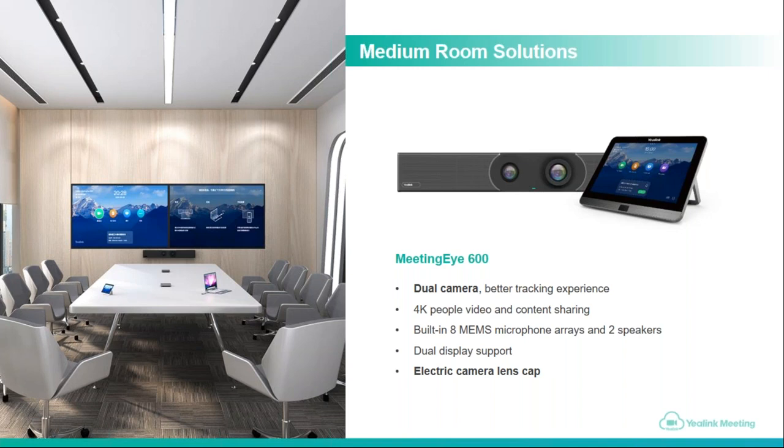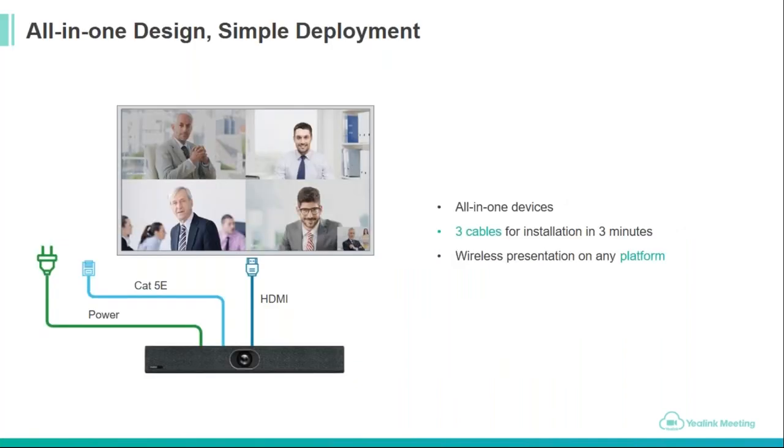The Meeting i600 is also a new product. It's aimed at medium meeting rooms and is also an all-in-one device. It features a dual camera and provides premium tracking and zoom-in functions. In terms of sound, this product has 2 speakers and 2 wireless mics that extend the pickup range to suit the needs of meetings held in large rooms. The dual camera is also equipped with electric camera lens caps.